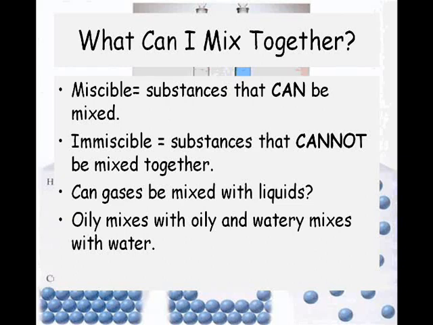And always know this. This is what's going to help you know what can be mixed together. Oily things are always going to mix with oily things, and watery things are always going to mix with watery things. So if it feels oily, it will mix with something else that feels oily. If it feels watery, then it can mix with something else that feels watery. And you can try this at home if you want to see if this really works. Hopefully we'll get to try some in class also.